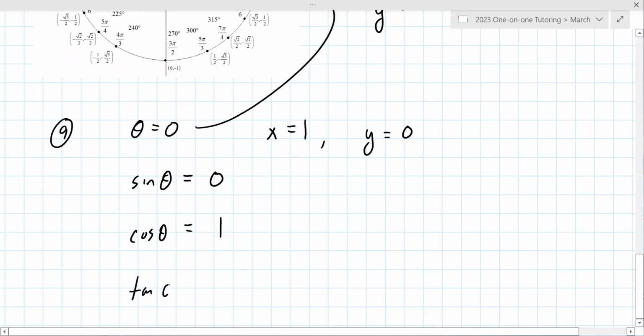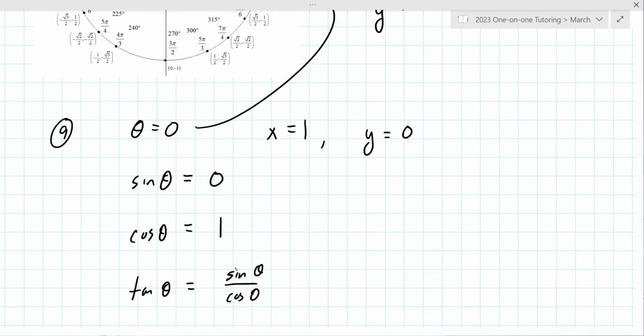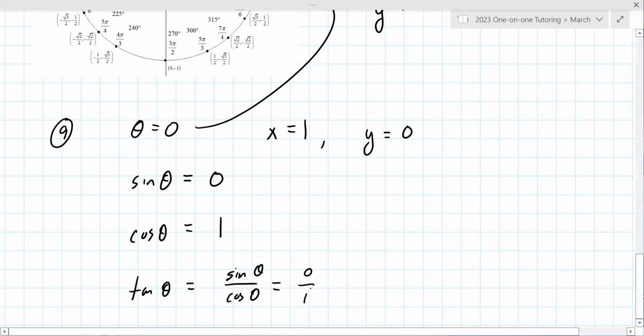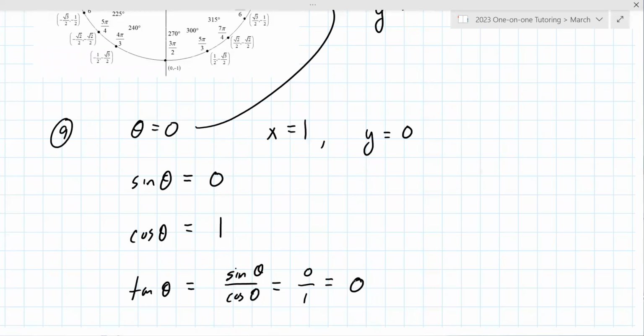And this is where there's something new here. So tangent of theta is sine theta over cosine theta. There's a couple of different ways that this can be written. So instead of it being y over x, which is true, you can also think of it as sine over cosine, which is 0 over 1. It still is y over x. This reduces to 0. So if the 0 is on the bottom, it's undefined, but if it's on the top, it's 0.